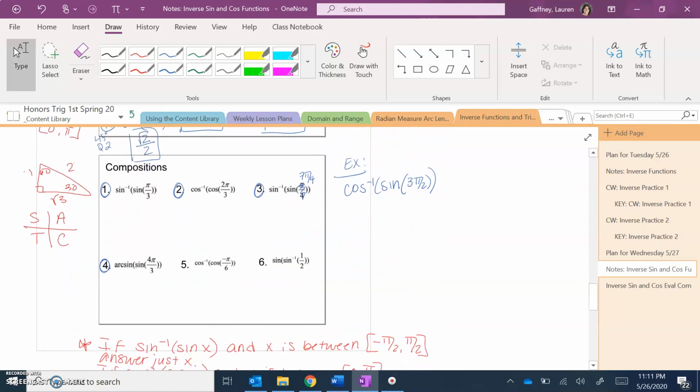Okay, let's do a couple compositions here quick. So compositions, it's just like when you would compose things before. If I gave you a function f and g and I said, let's do f of g of 2, you would start on the inside with g of 2. Same idea here. Let's start with sine of pi over 3. So 60-degree reference angle, root 3 over 2. Quadrant 1, so it's positive.